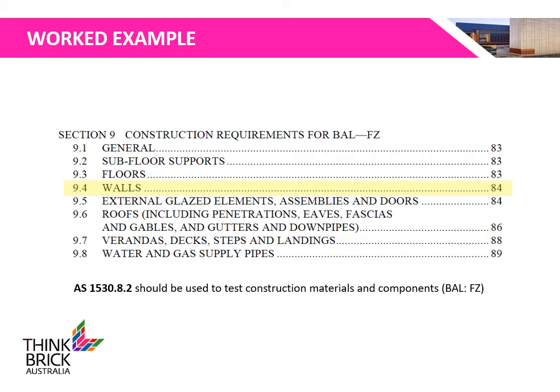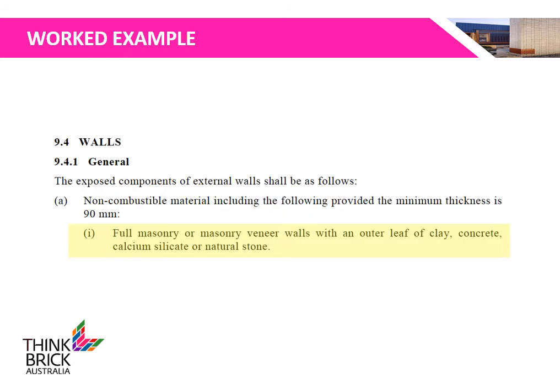Here is the list of all the building elements that must meet specific construction requirements. As the bushfire attack level is determined to be flame zone, all building elements shall be tested in accordance with AS 1530.8.2. In Section 9.4 of AS 3959, full masonry or masonry veneer walls are recommended for exposed components of external walls. As mentioned before, masonry is recommended due to its non-combustible nature and excellent insulation properties.